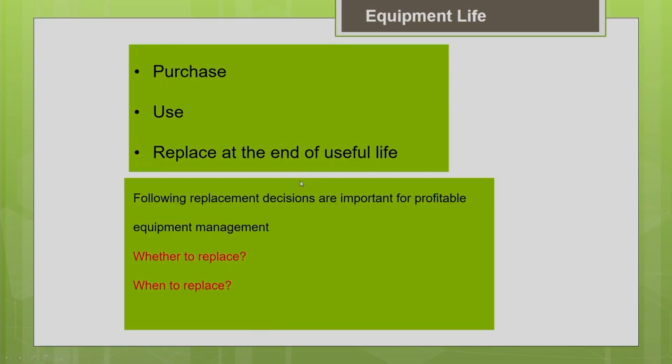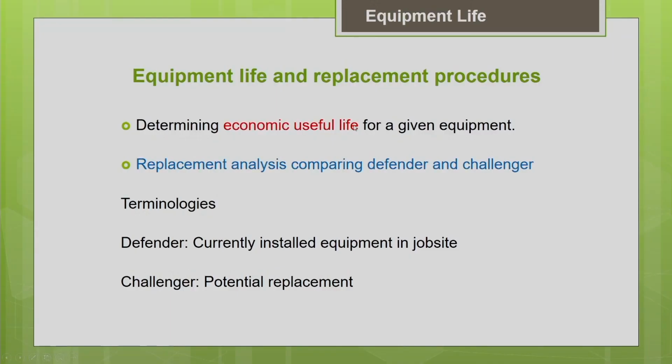So, we should find the optimum replacement time and replace the old machine with the new machine, even though your machine is functioning in the project site. Just because it is doing its function, we should not stick on to the old machine. We should find the optimum replacement time and replace the old machine with a new machine, which has better productivity than the old machine. To make this replacement decision, we need some knowledge on how to estimate the economic useful life of the machine. So, what is this economic useful life? I will be discussing it in more detail in the upcoming slides.